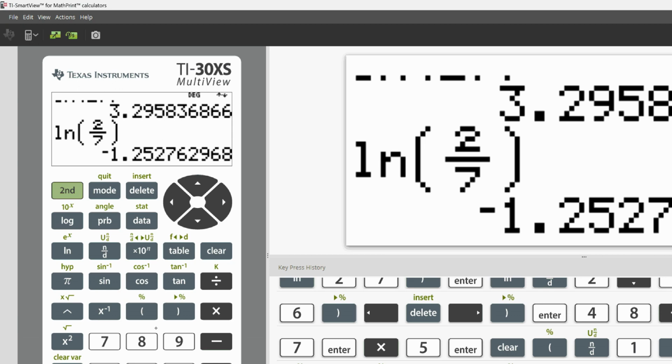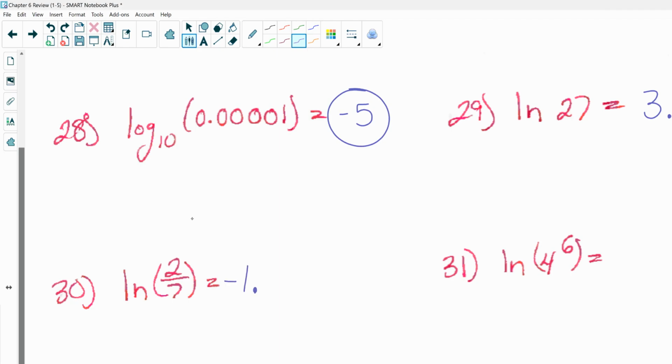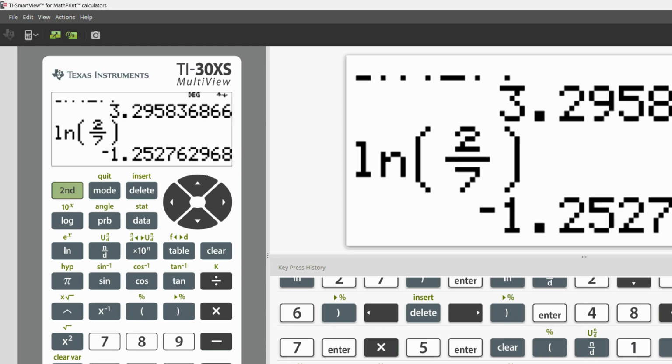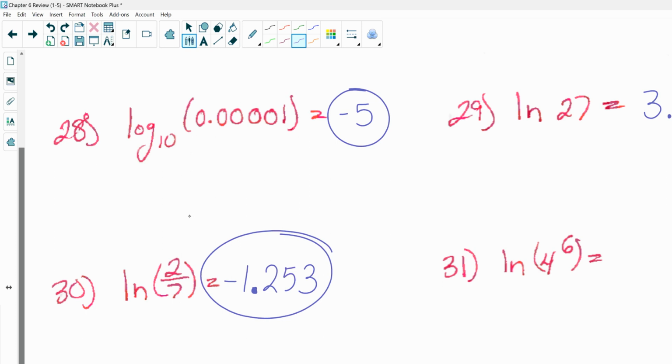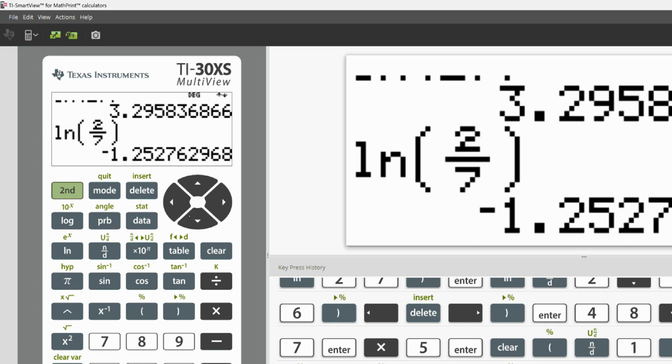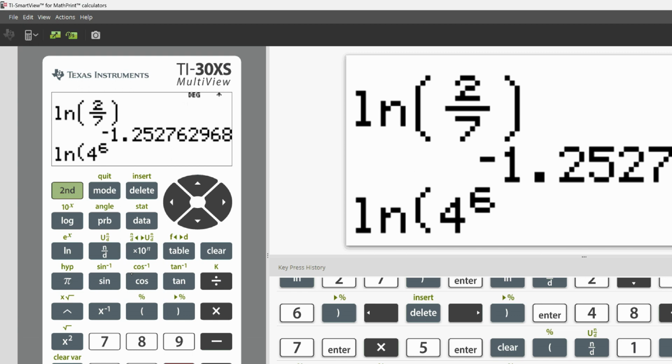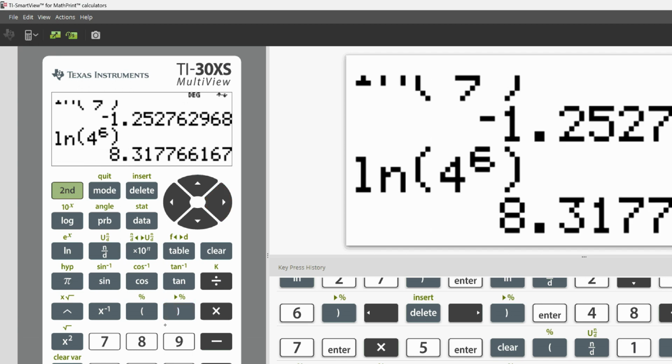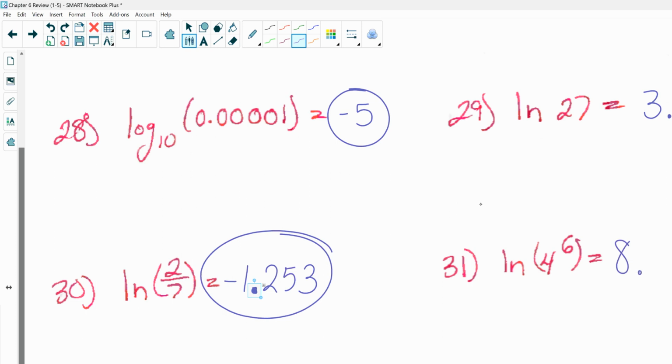Negative 1.253. And lastly, we can look at 31. ln of 4 to the 6th is 8.318.